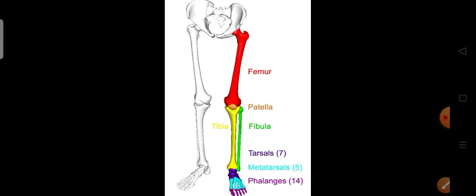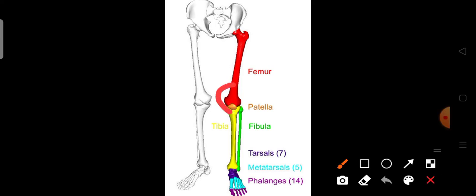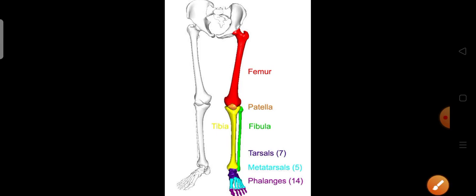So this is the lower portion of the human limb, the legs. The femur is the strongest bone in our body. Next to it is the kneecap, the patella. This is the patella, kneecap, tibia and fibula. Whereas in our hands, the upper portion will have 2 bones, radius and ulna.